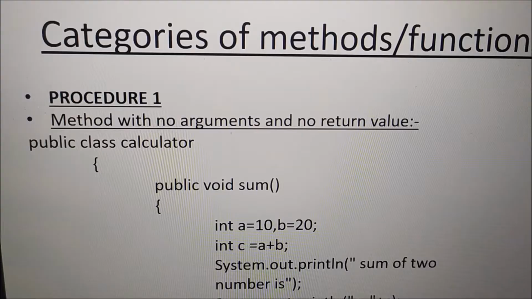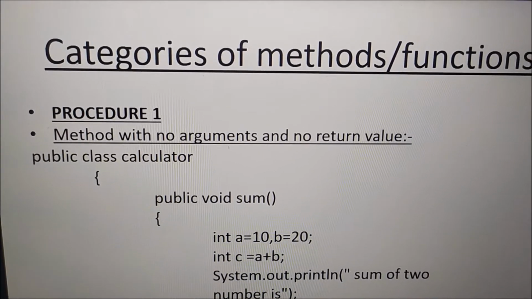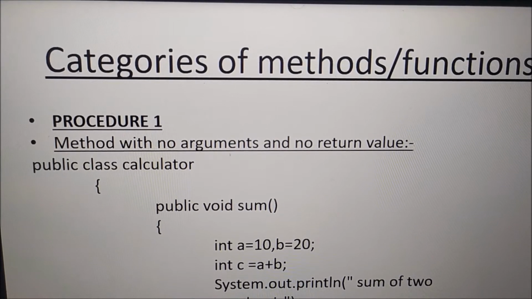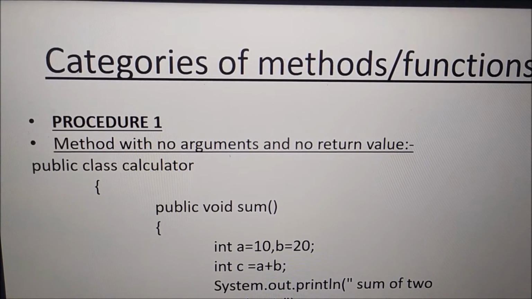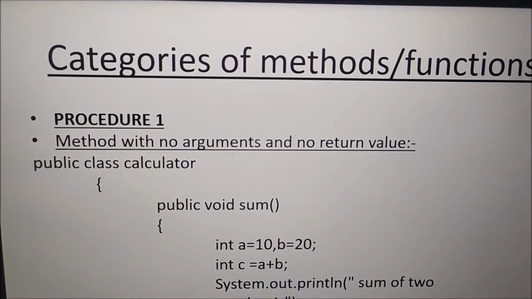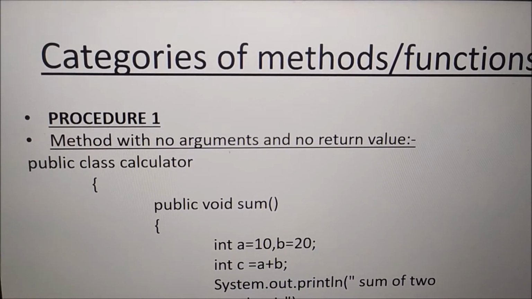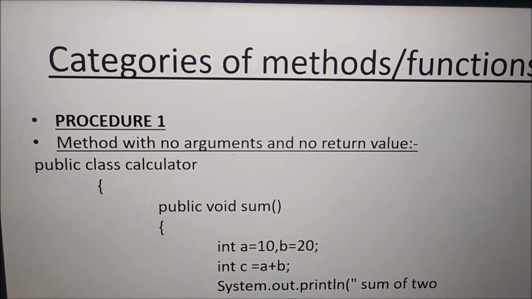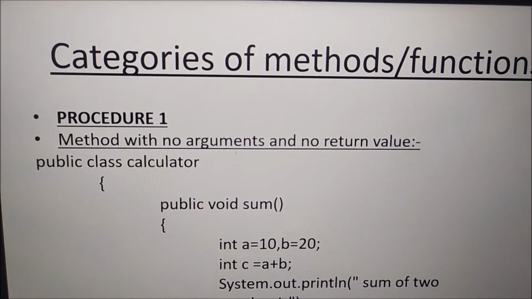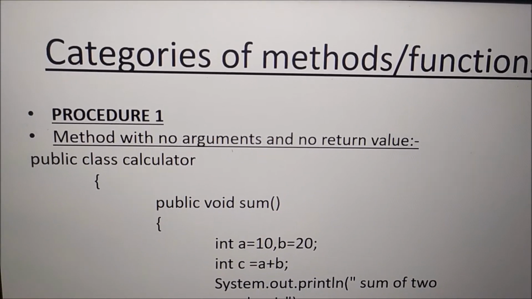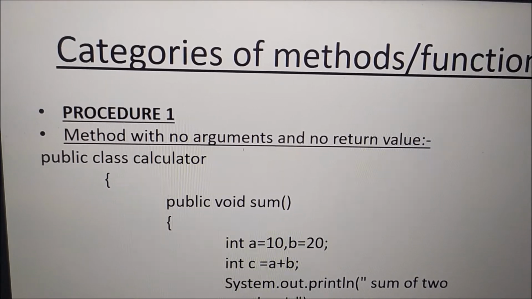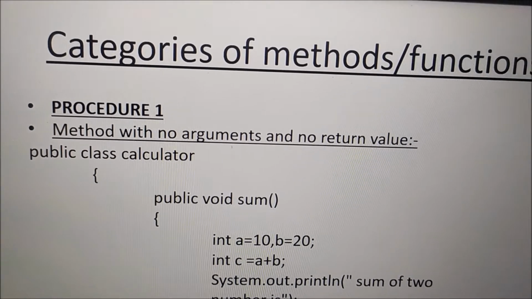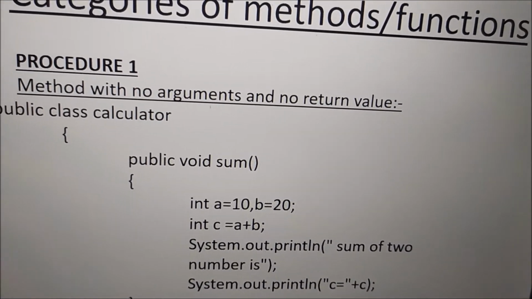After discussing the arguments and parameters, now you have to see the categories of method or function. Categories of methods and functions means how many ways you can write the method or function. So according to the way of writing the method or function, we divide it into 3 types. So first, in procedure 1, you see the first type, which is a method with no argument and no return value. It is already discussed in the earlier session, so we don't have to go into detail, we just have to see the main part.